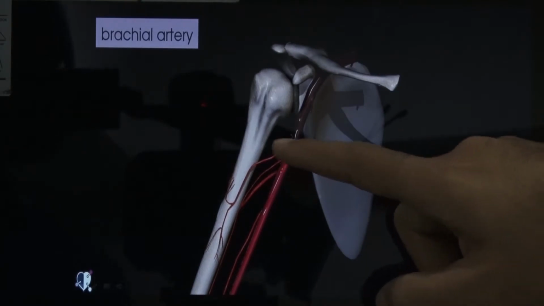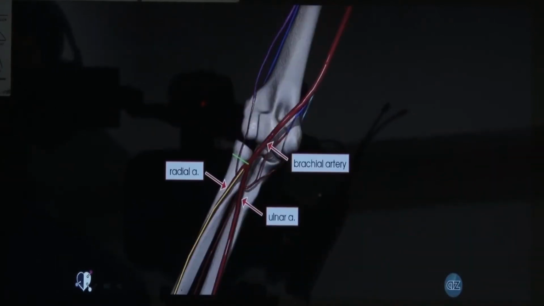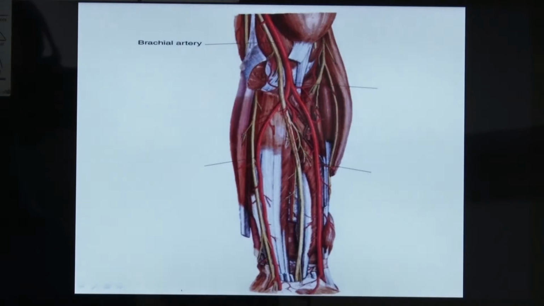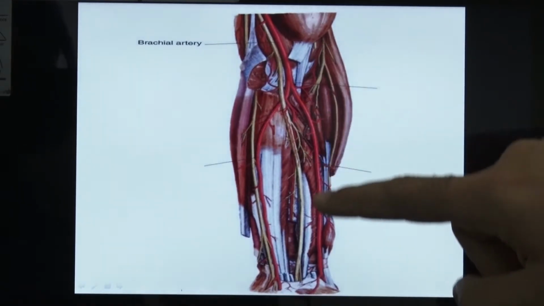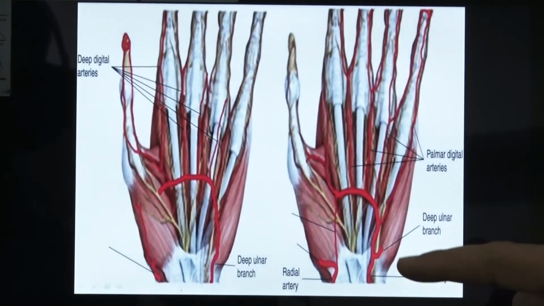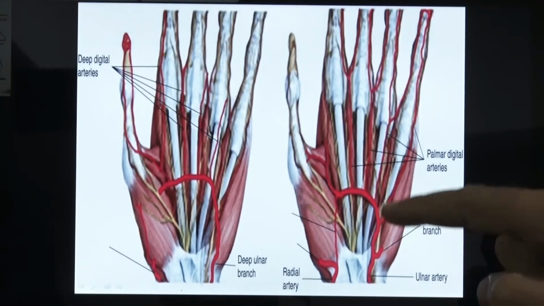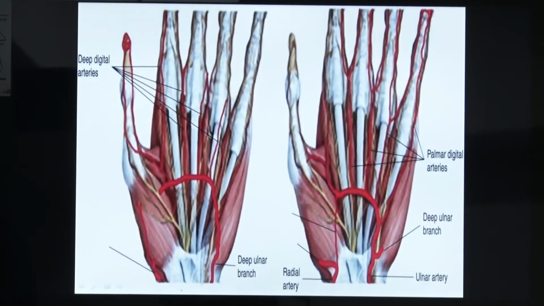From the lower part of the teres major, the brachial artery is going to divide into the radial artery and the ulnar artery, which further go down. The radial artery and the ulnar artery break down into two and form the superficial palmar arch and the deep palmar arch. There are two branches of the ulnar artery, deeper branch and superficial branch, and two branches of the radial artery, superficial branch and deeper branch, which form the deeper palmar arch and the superficial palmar arch.